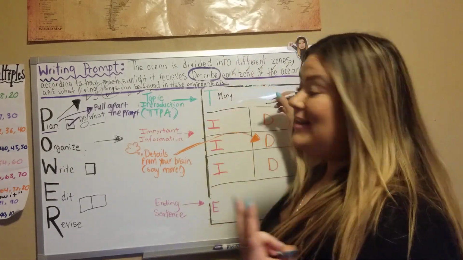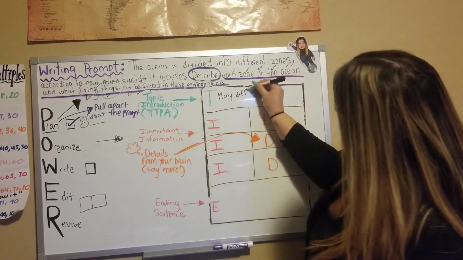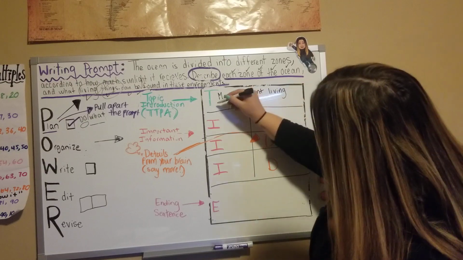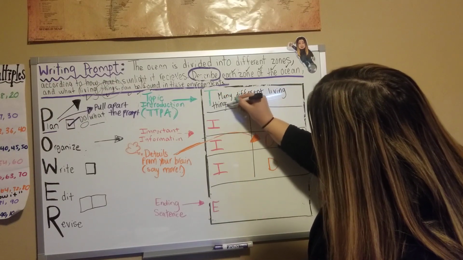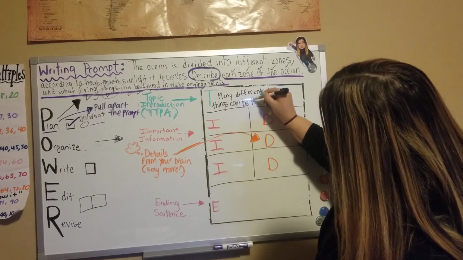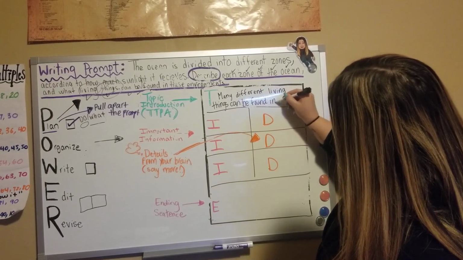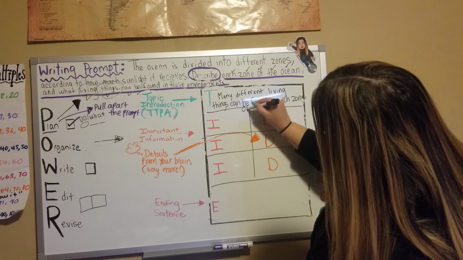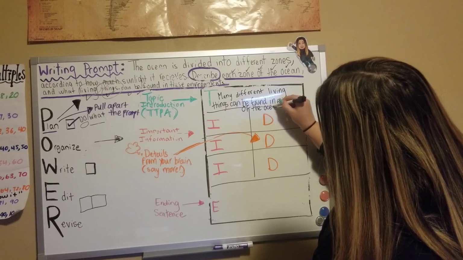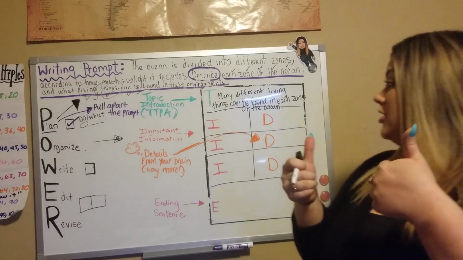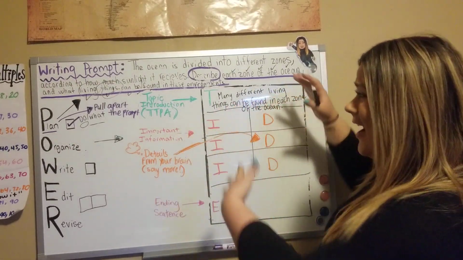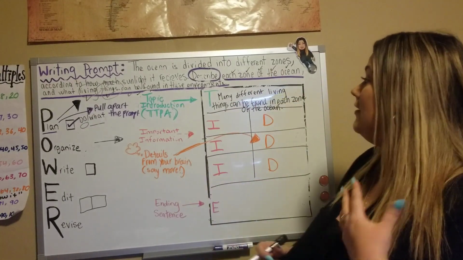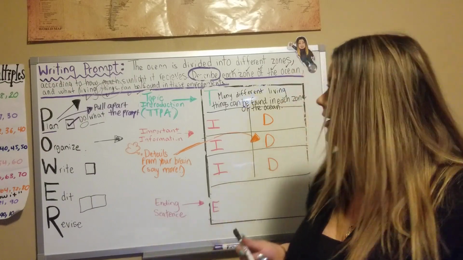I'm going to go with my second idea, actually, that many different living things can be found in each zone of the ocean. Okay, nice strong topic sentence. I'm going to make sure that everything I write following this has to do with this sentence here, that many different living things can be found in each zone of the ocean.